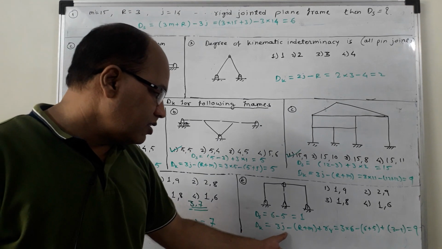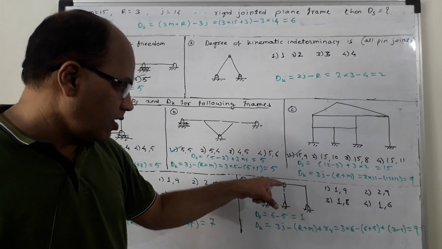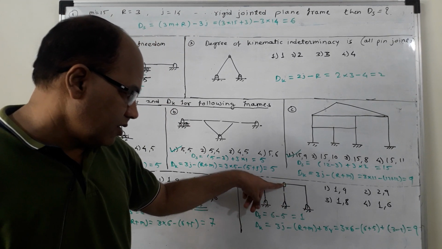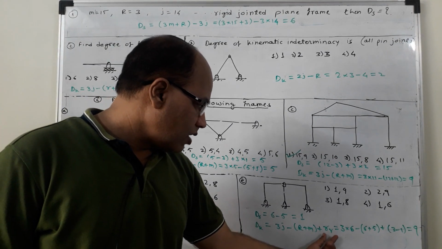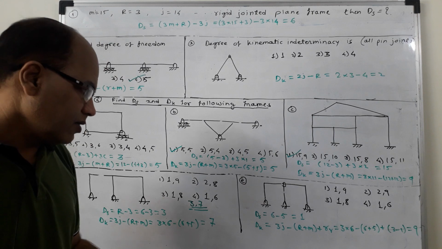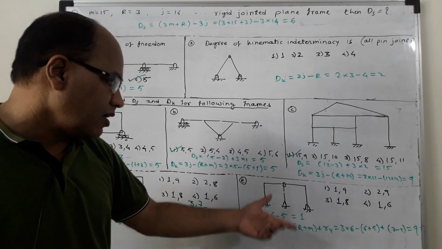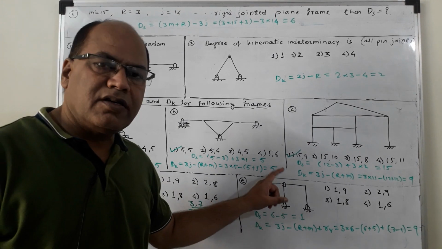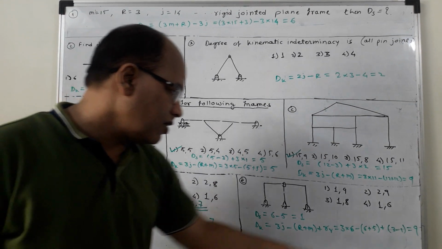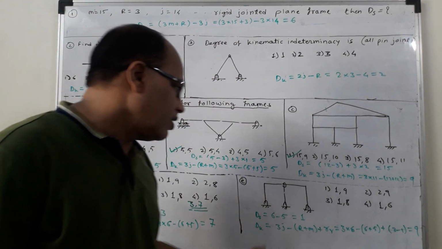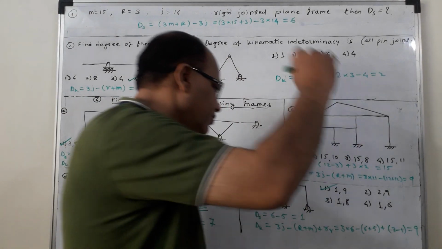dk is equal to 3j minus r plus m plus rr. Because of the introduction of this hinge, the degree of kinematic indeterminacy will get increased, so we will have to use RR, and this RR is again given by the summation of m dash minus 1. So it is 3 minus 1, and the answer works out to be 9. The correct option is option 1, which is 1, 9 over here.